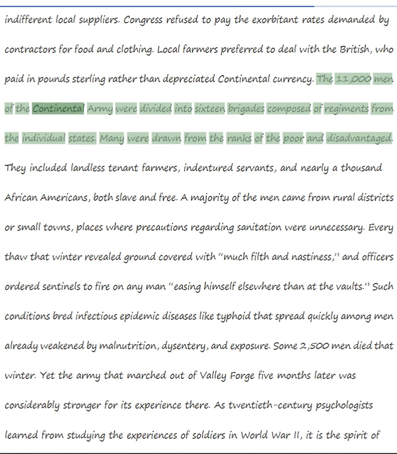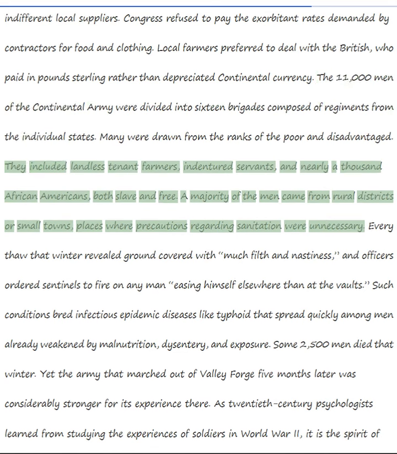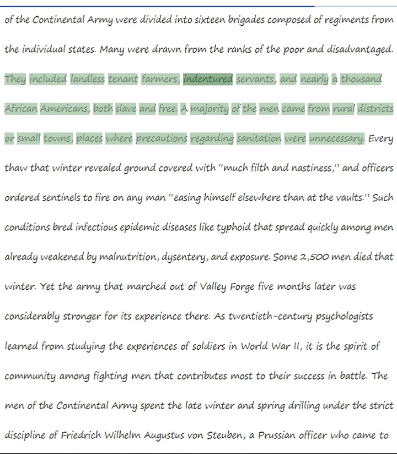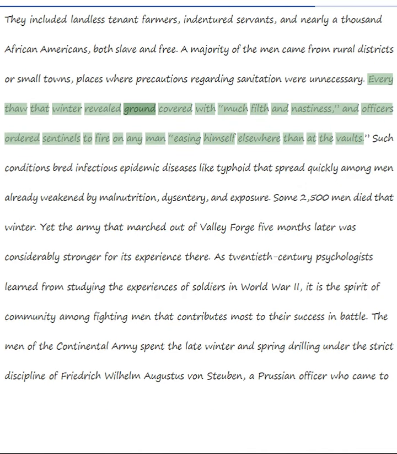The 11,000 men of the Continental Army were divided into 16 brigades composed of regiments from the individual states. Many were drawn from the ranks of the poor and disadvantaged. They included landless tenant farmers, indentured servants, and nearly 1,000 African Americans, both slave and free. A majority of the men came from rural districts or small towns, places where precautions regarding sanitation were unnecessary. Every thaw that winter revealed ground covered with much filth and nastiness, and officers ordered sentinels to fire on any man easing himself elsewhere than at the vaults.